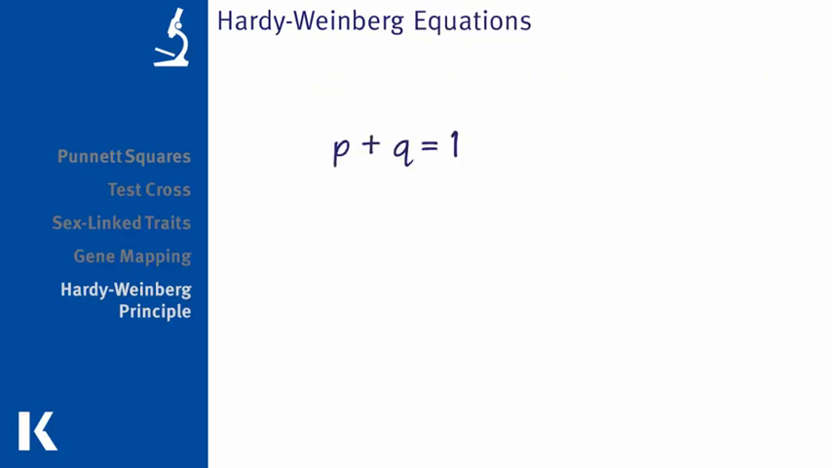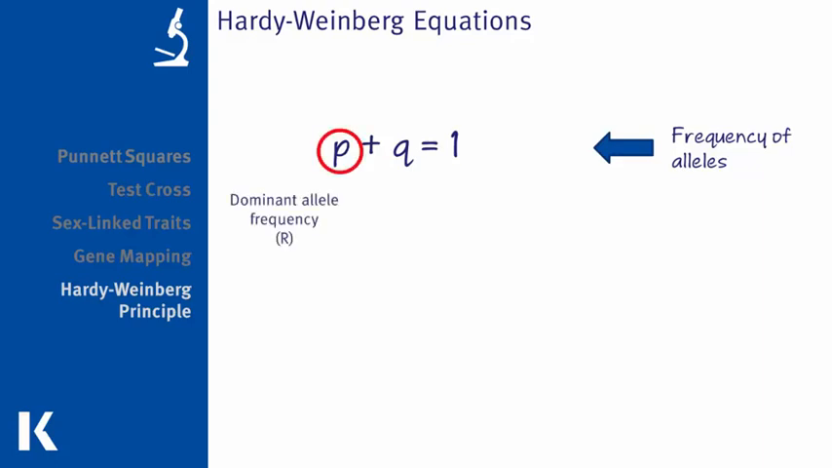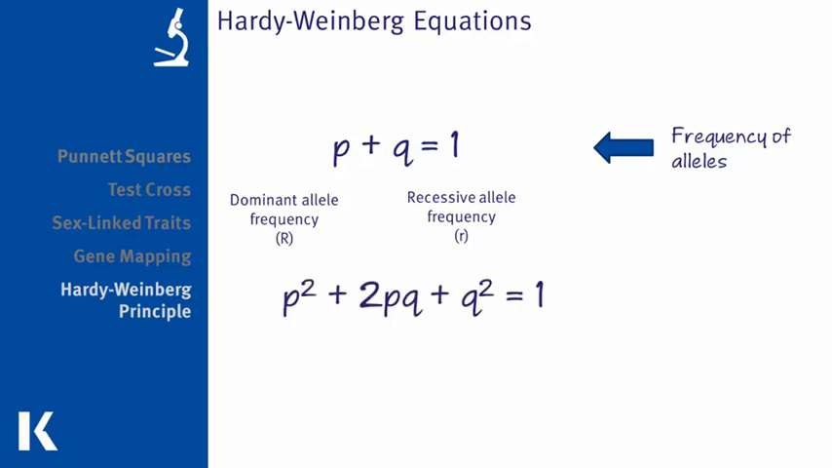The first equation we will look at is P plus Q equals 1. This equation describes the frequency of a specific allele. Let's break the equation down so we can understand it. P represents the frequency of the dominant allele, and Q represents the frequency of the recessive allele. Of course, since in the scope of this example there are only dominant and recessive alleles, P plus Q must equal 1, or 100%. The second equation of importance is P squared plus 2PQ plus Q squared equals 1.